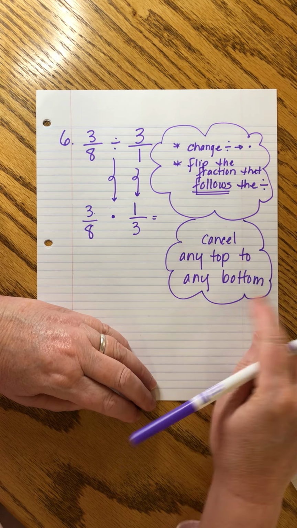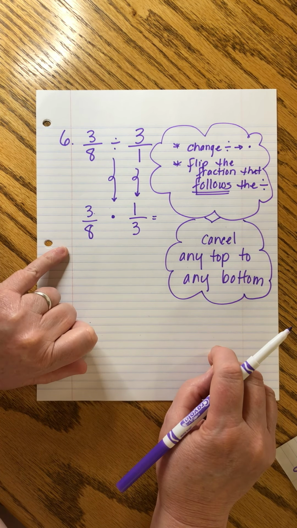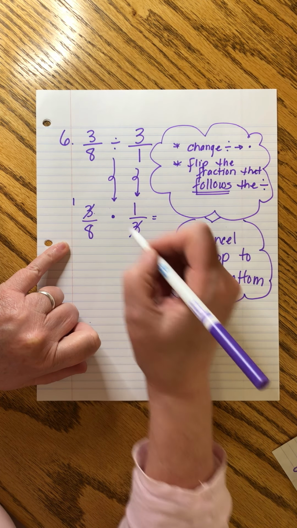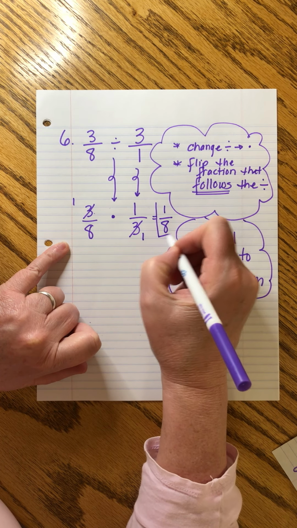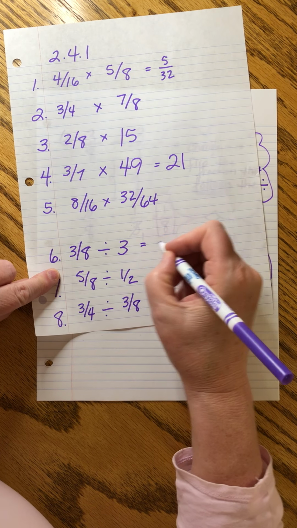Okay, these are puffy clouds of knowledge. They help you key in on what's important. All right, so we see these 3s. We can divide both of them by 3. 1, 1, and so our final answer is 1/8. And I'll write that right here.